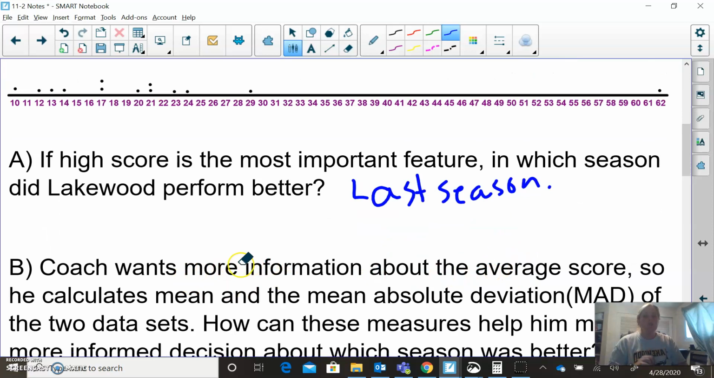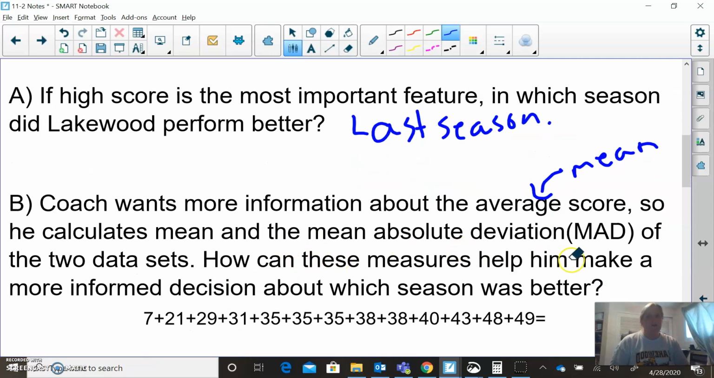But coach wants more information about the average. Average is just another term for mean. So mean means average, average means mean. So he calculates the mean, which is, again, the average, and the mean absolute deviation. I'm not going to get into the definition of that, but it's more about variation. Mean absolute deviation is about variance, how much variety of scores there are in the two data sets. How can these measures help him make a more informed decision about which season was better?